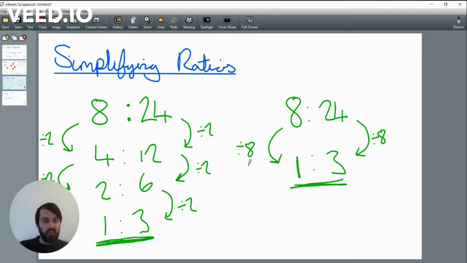But it means you have to find this highest common factor. Usually you can just spot it, but sometimes it's a bit harder. So if you can't spot the highest common factor, it's fine to do it this way. Or you could even divide by 4, and then you would have to divide by 2 again. It doesn't matter if you take multiple steps, but we're looking for that shortcut if we can.